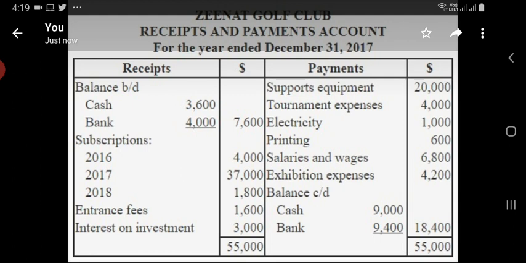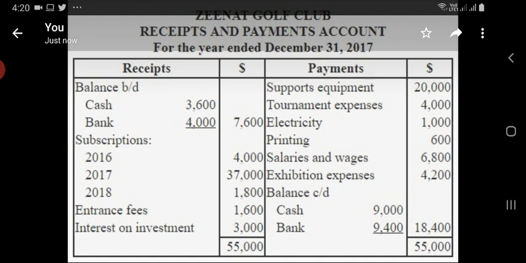Example, suppose the club receives subscription from its members on different dates in a year. These are recorded in the cash book separately on those dates. But in the receipt and payment account, the total amount of subscription received during the year will appear as one item on the debit side. Similarly, salaries paid to the staff will appear in the cash book every month, whereas the receipt and payment account will simply show the total amount of salaries paid during the year on its credit side.